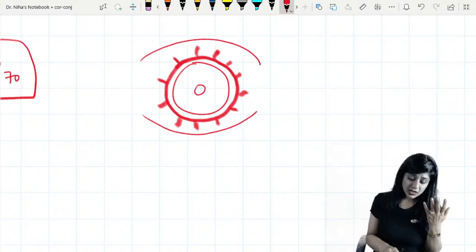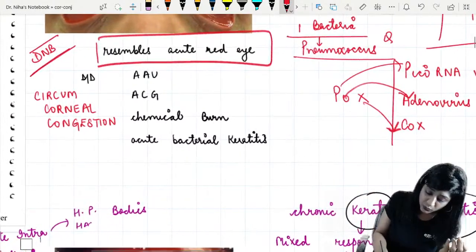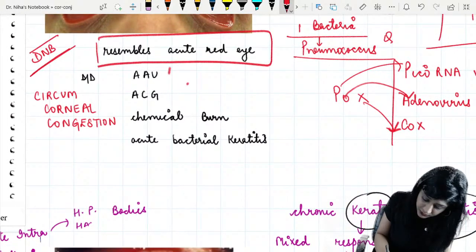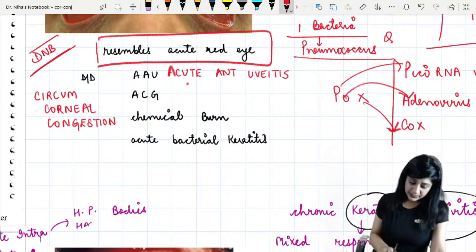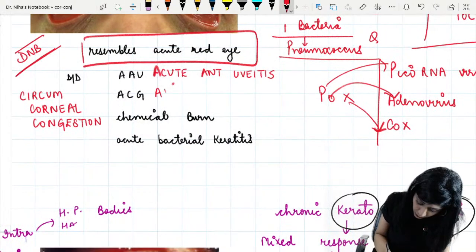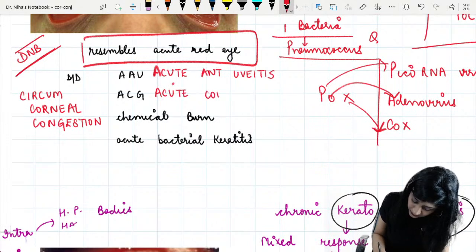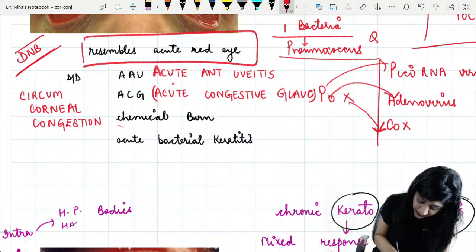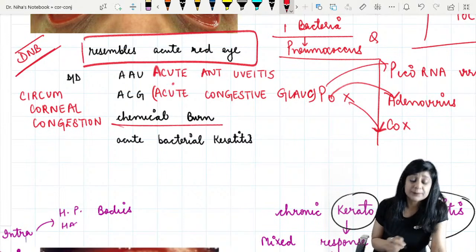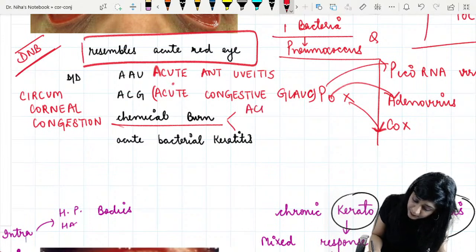So where do you get it? You get it in acute anterior uveitis. Very, very important is your acute anterior uveitis. Then another one is your acute congestive glaucoma, right? Then a very, very important thing is your chemical burns. The injury can be an acid burn or an alkali burn, okay?